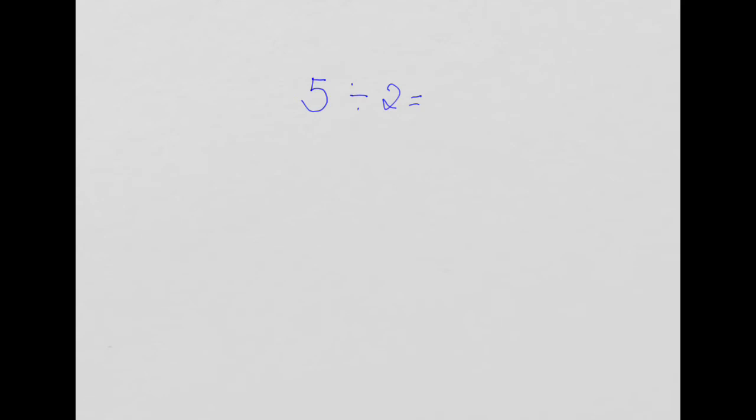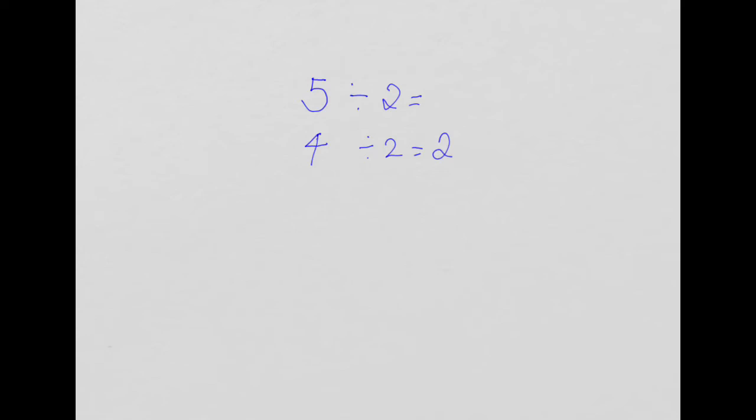And we can say 4 divided by 2 equals 2, because 2 times 2 equals 4. But does that give us the answer to this question, 5 divided by 2? No, it doesn't. It gives us the answer to 4 divided by 2. 4 divided by 2 equals 2.